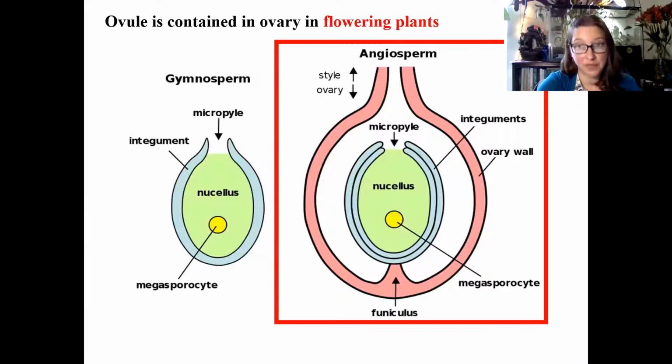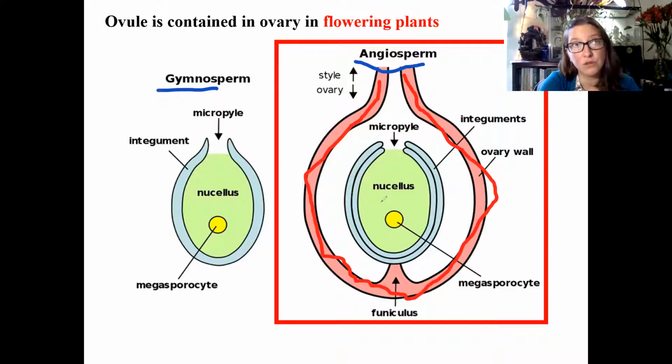This is just to hit that message home, right? In this drawing, the blue things here and here are ovules. And notice in the gymnosperm ovule, it's not inside of anything, right? It's just out and exposed. But in the angiosperms, it's surrounded by this red thing here in this drawing, which is an ovary. So the ovule's inside an ovary, which gives the contents of the ovule better protection.